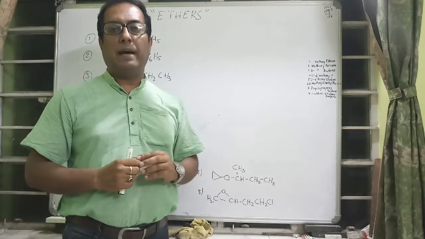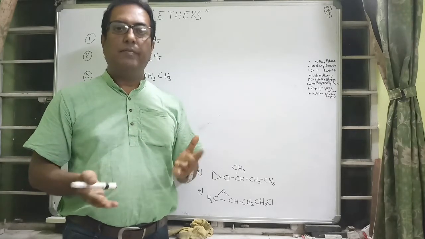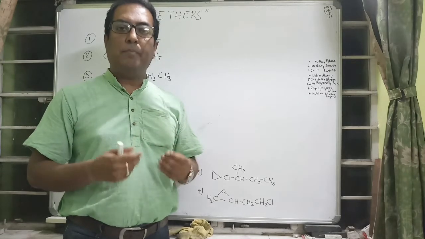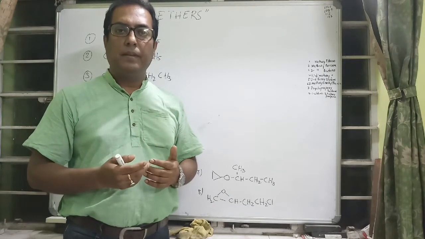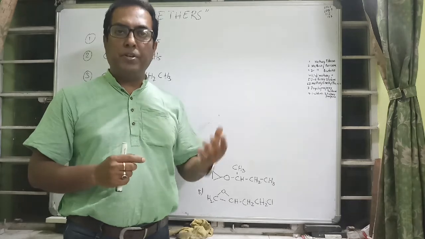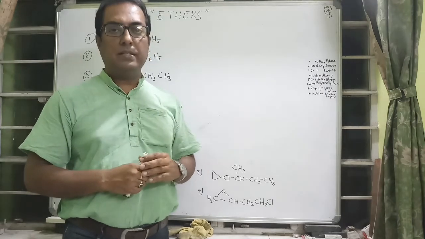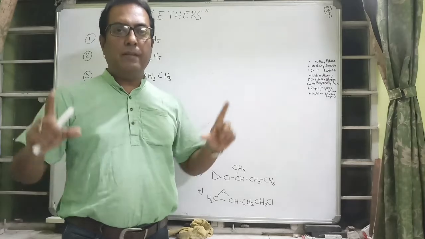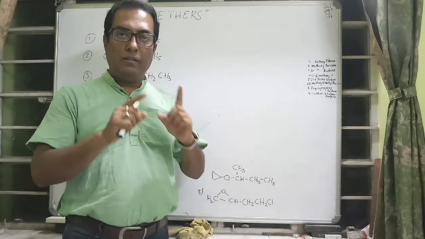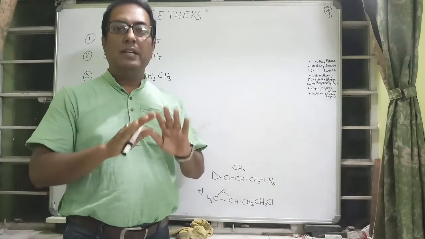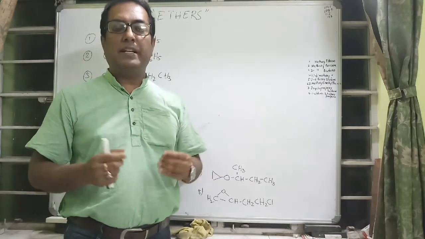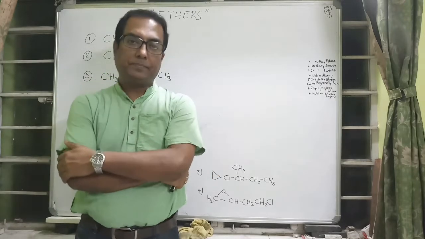First is the structure, followed by the nomenclature, then the preparations of ether. After the preparation, we will go with the physical properties, chemical properties and uses. So if you make a chart on these very points, the chapter on ether will be completed. Now let us focus on ether.